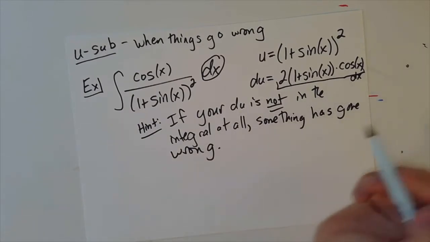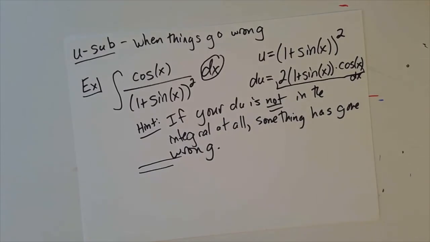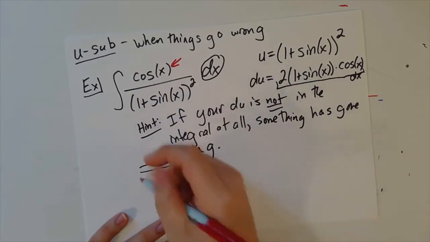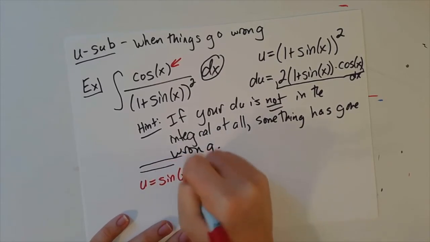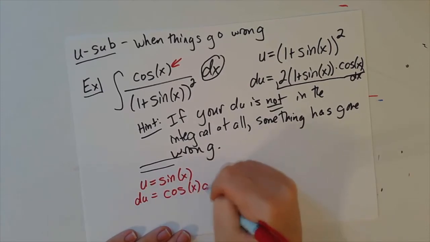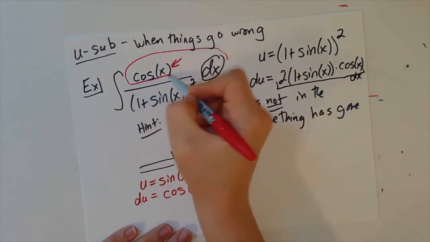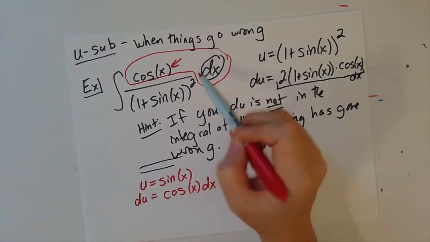Okay, so maybe you look at this and you say, aha, well, the thing I see up here is a cosine, so maybe I'm supposed to take u to be equal to sine of x, because if u is sine of x, then du is cosine of x dx. And that's really smart thinking. You're already thinking before you even pick your u what the derivative of that u is going to be, so that it's something that you can pick out.